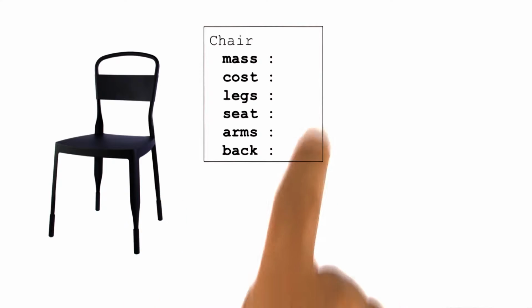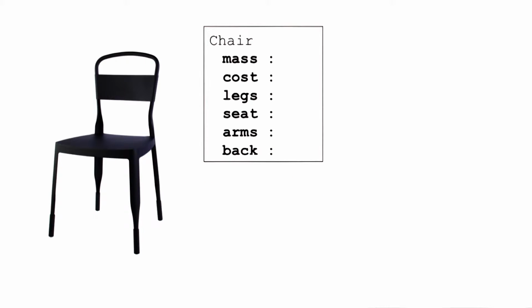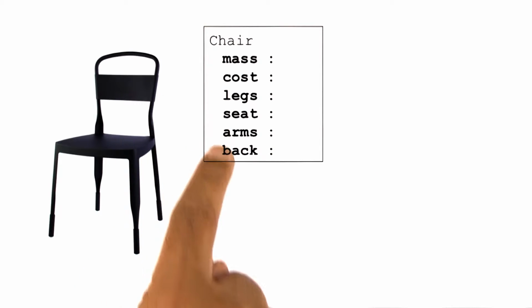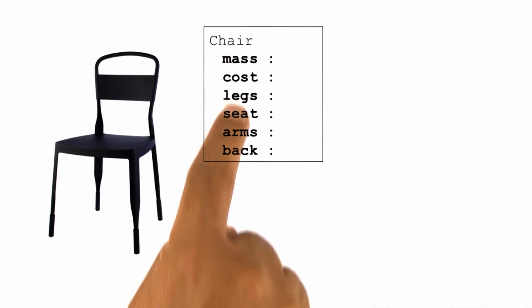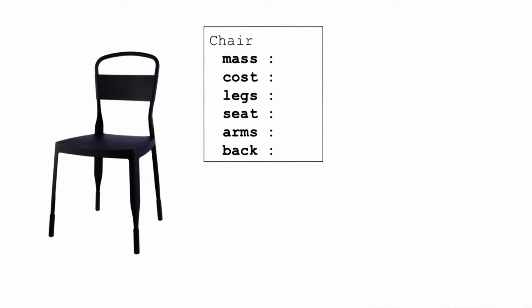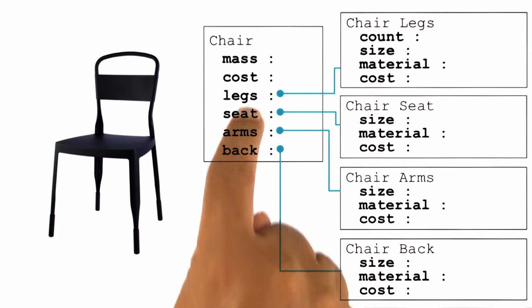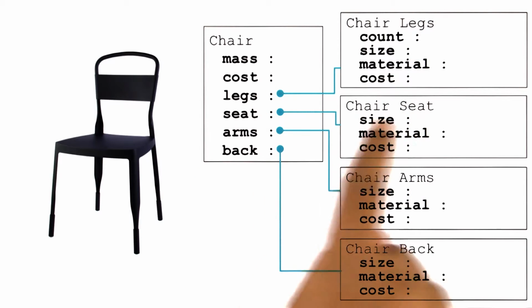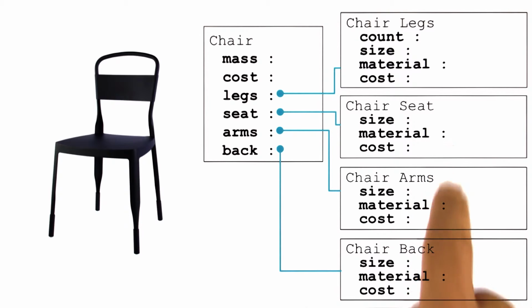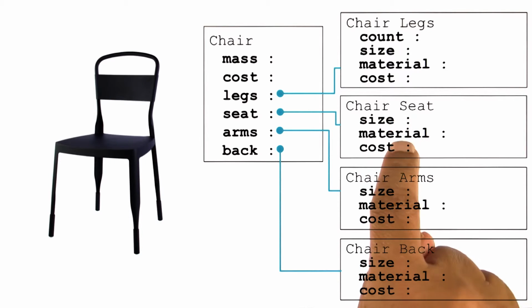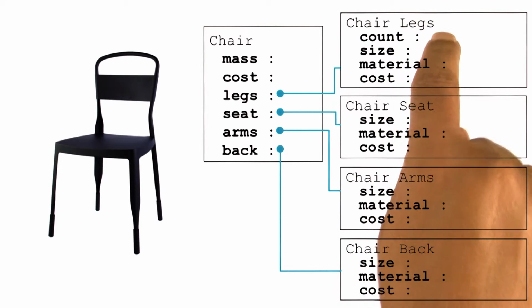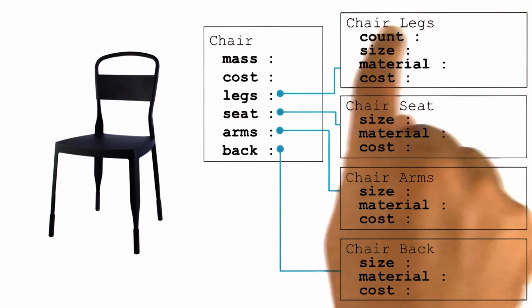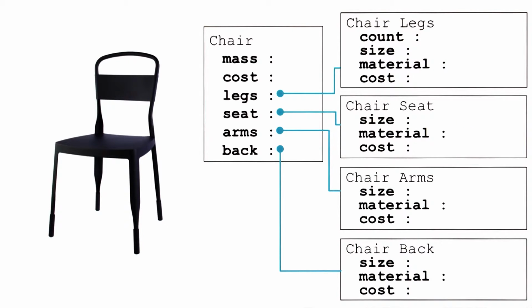So we may represent our knowledge of the chair in the form of a frame. Here is the frame, here are the various slots. For the time being, let's just assume there are 6 slots that are important. The last 4 of the slots may point to their own frames. So there might be a frame for legs, a frame for seat, and so on. Now, some of these frames have slots like size and material and cost. For legs, we may have an additional slot like count, what is the number of legs in the chair.